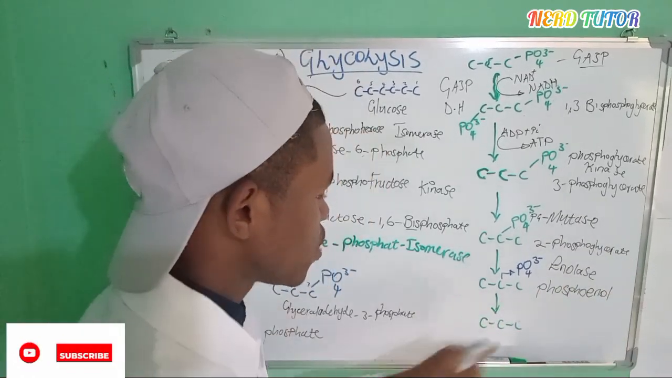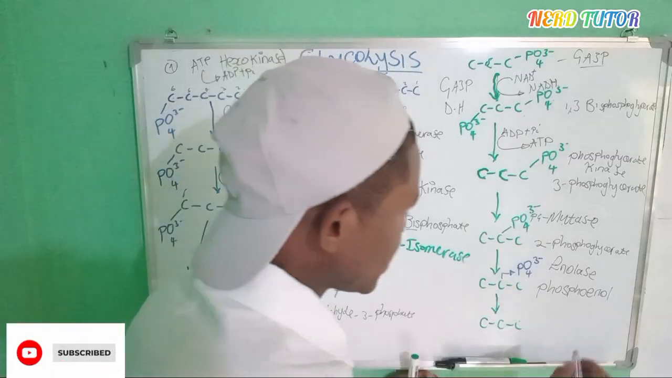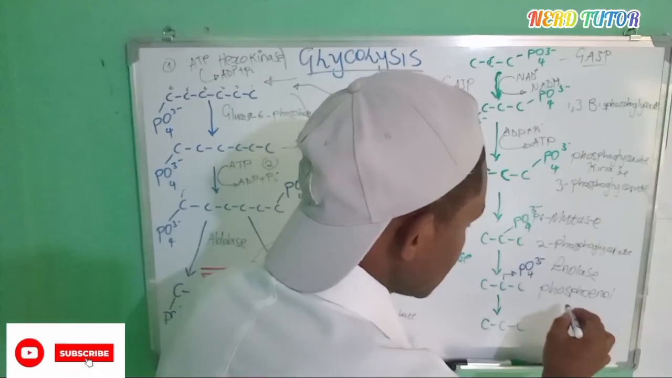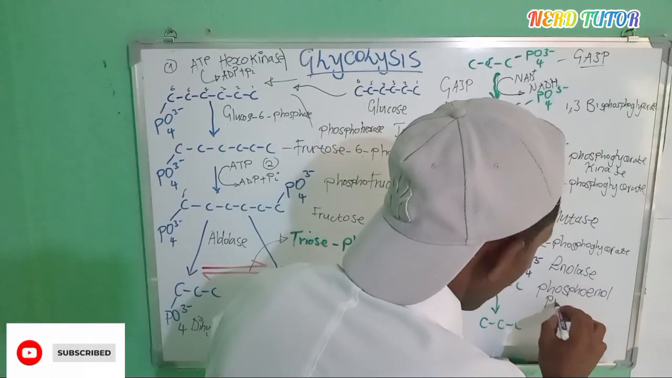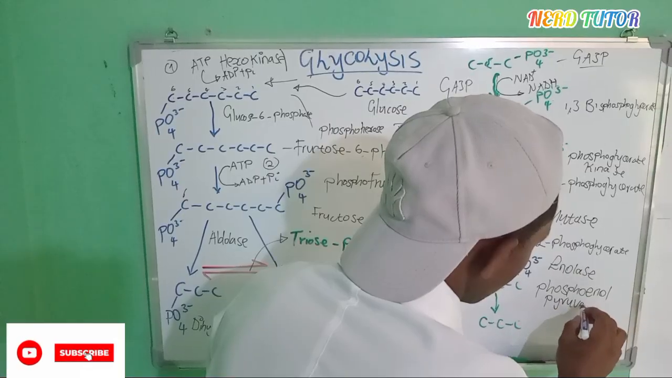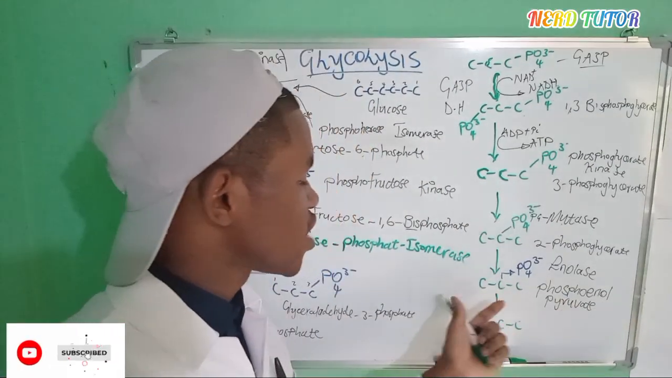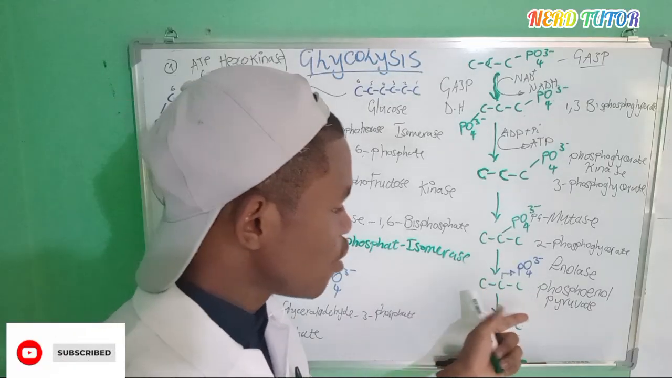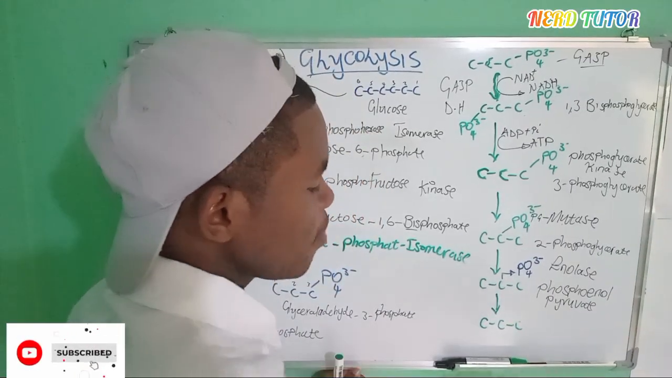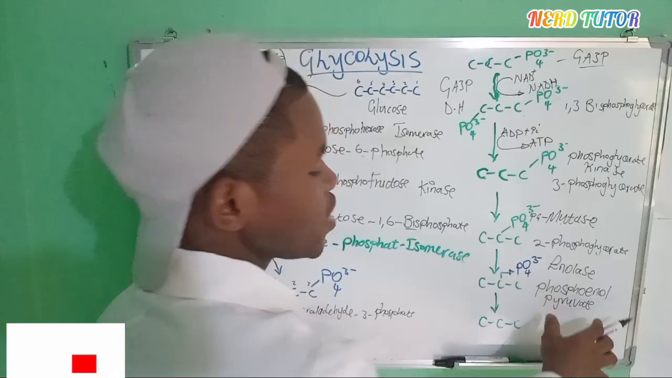So what will happen now to this phosphoenol? The complete name of this molecule is phosphoenolpyruvate. That is the complete name of this molecule that has been produced. Phosphoenolpyruvate. So what will happen to the phosphoenolpyruvate? It will just do what?